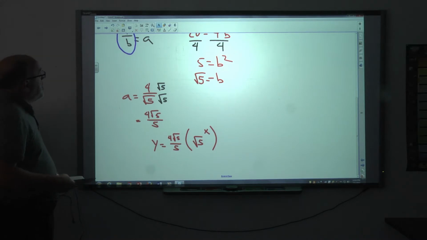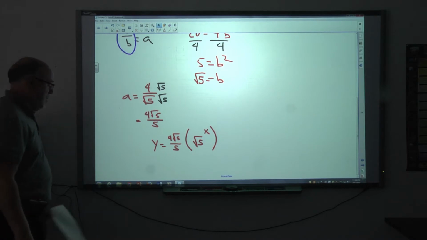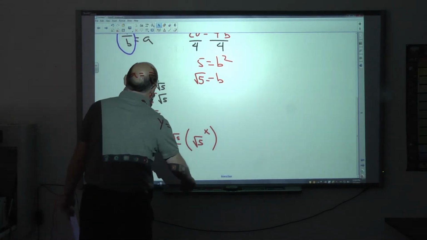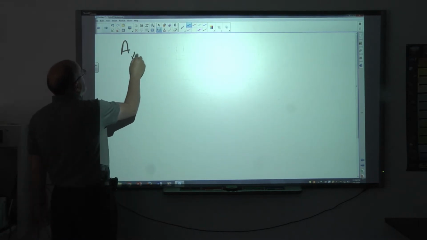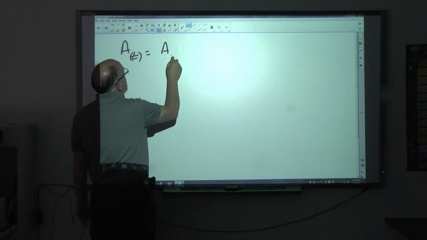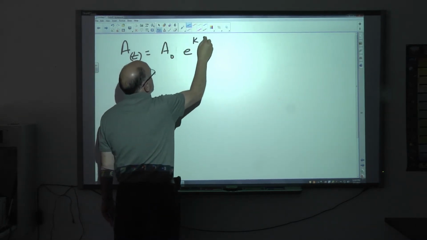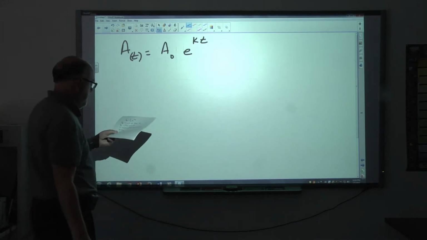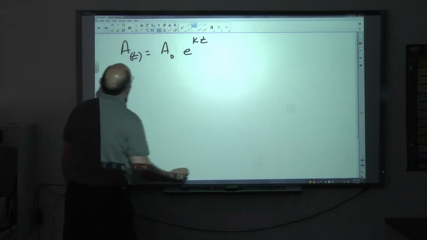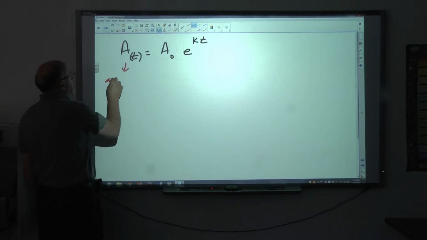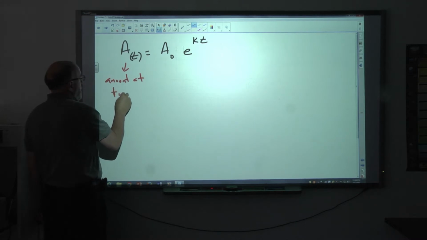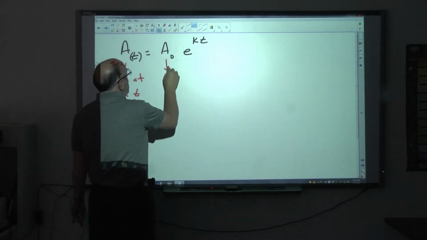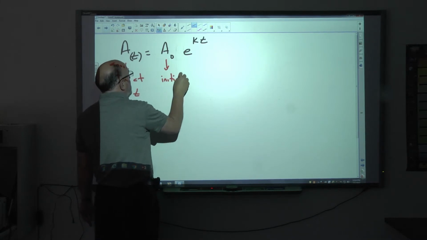So in terms of exponential growth, to start this, I had that equation dealing with world population growth. And that equation was in this form: A sub t equals A naught e to the k t. Again, A sub t is the amount at time t. A naught is the initial amount, how many did we start with?